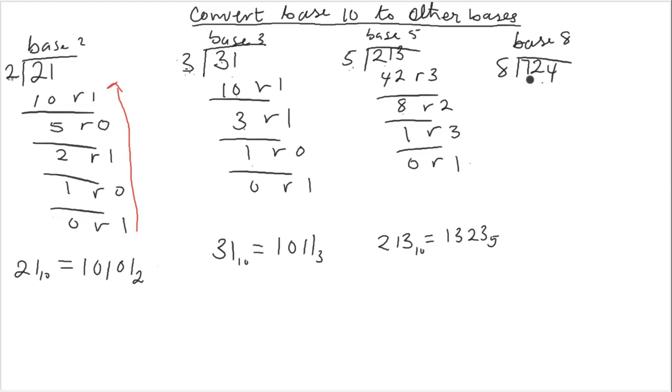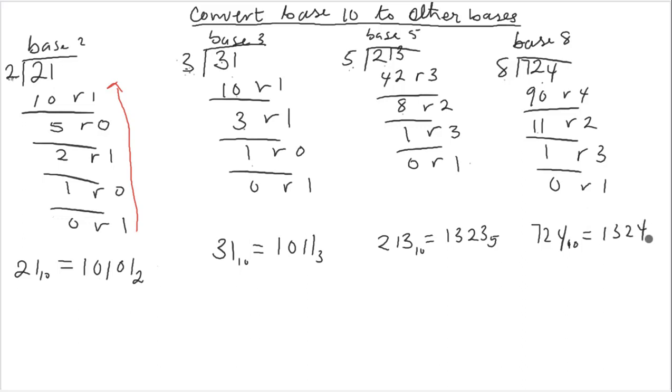Then the last one is also in base 8. 8 into 724 will go 90 times, remainder 4. Then 8 into 90 is 11 times, remainder 2. Then 8 into 11 is 1, remainder 3. Then 8 into 1 is 0, remainder 1. So this 724 base 10 will be equal to 1324 base 8. Now you get it.